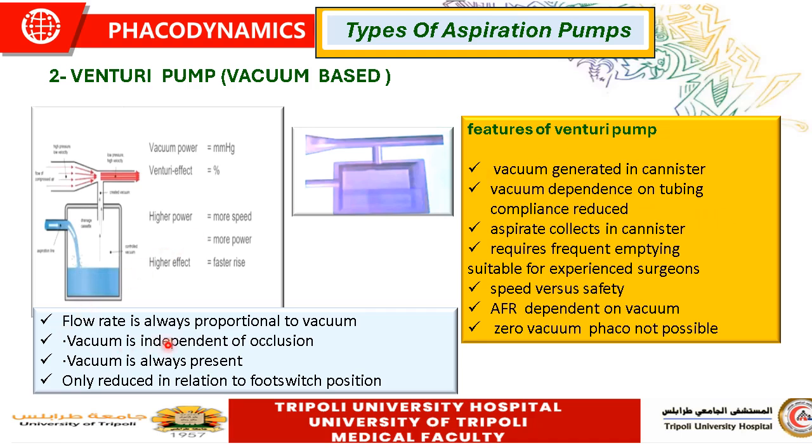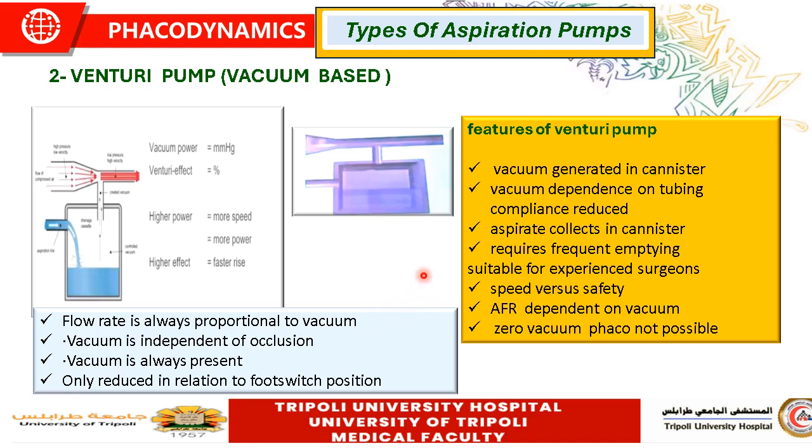Also, as I said, the flow rate is always proportional to the vacuum, and we primarily control the vacuum. However, indirectly we control the aspiration flow rate. This type of Venturi pump is one of the most common pumps used, especially in posterior segment surgery. Since it creates a very fast and very strong vacuum, it is advised that junior doctors, or those who are still learning the principles of phacoemulsification, not use this type of pump, and it should be restricted to trained and experienced doctors.